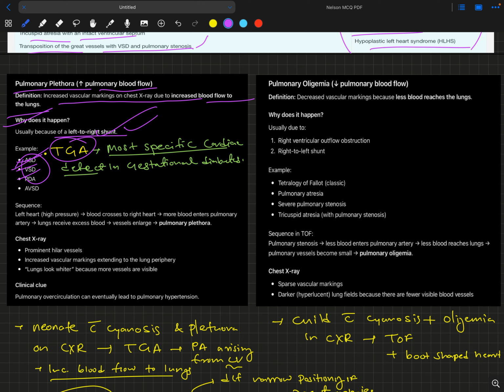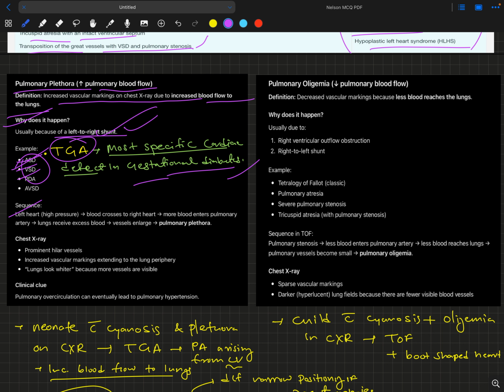That leads to pulmonary plethora. So TGA is a cyanotic congenital heart disease in which you see pulmonary plethora. Most specific cardiac defect in gestational diabetes: in a gestational diabetes mother, the child can develop a cardiac defect. Most commonly VSD develops, and the most specific cardiac defect in case of infant of diabetic mother is TGA, transposition of great arteries.